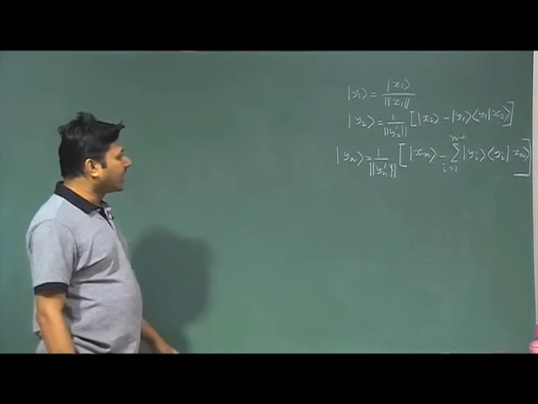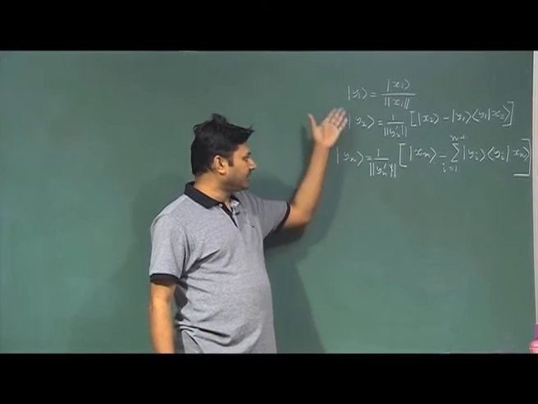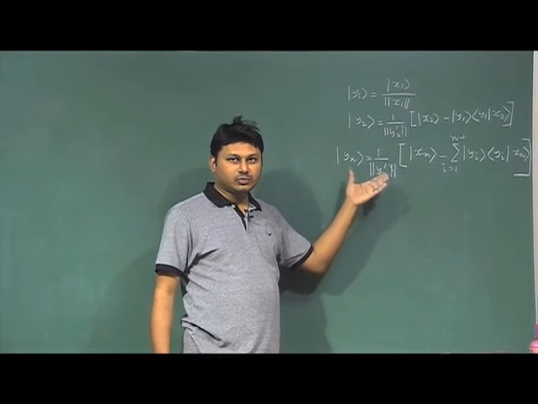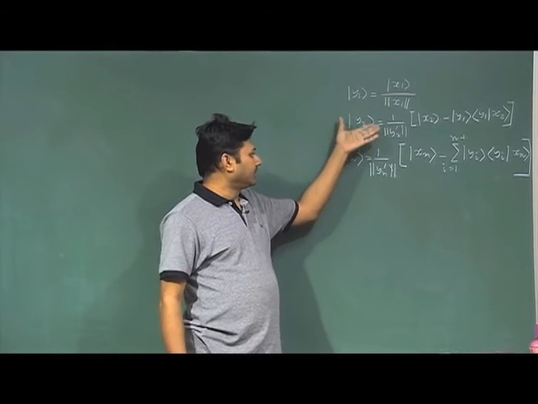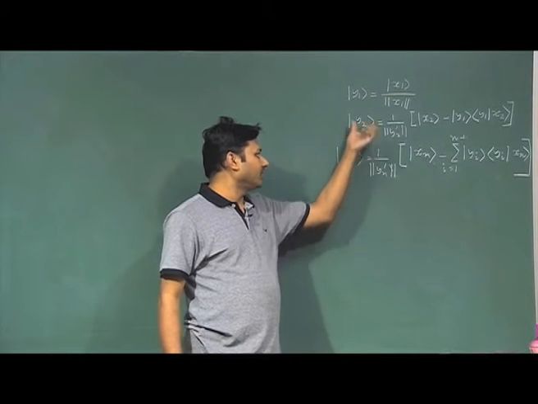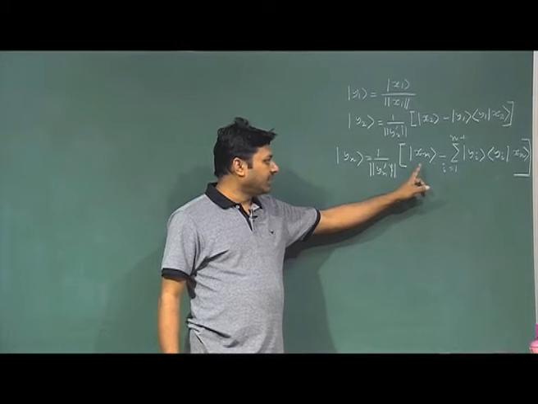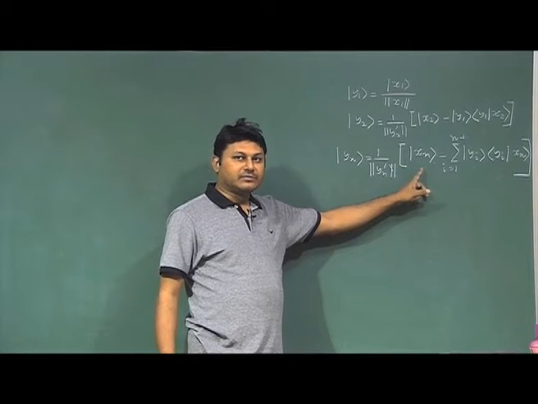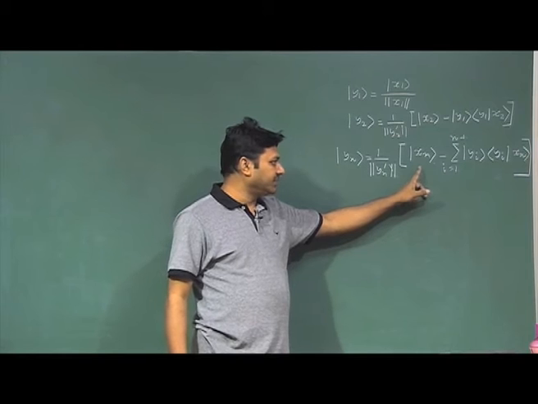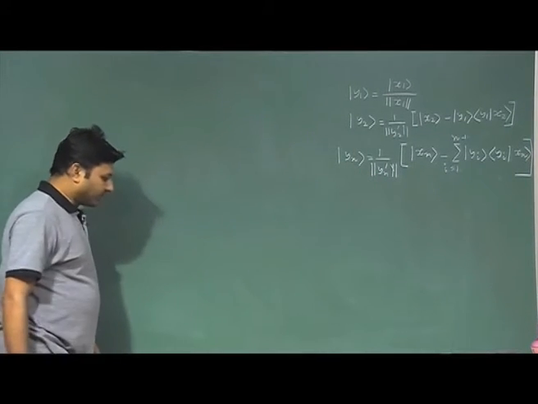Let me start with where I stopped in my last class, which is the Gram-Schmidt orthonormalization. This is the formalism using which I can figure out a set of orthonormal bases by using a set of linearly independent vectors. A linearly independent set of vectors is given, and using that I am going to find a set of orthonormal bases.